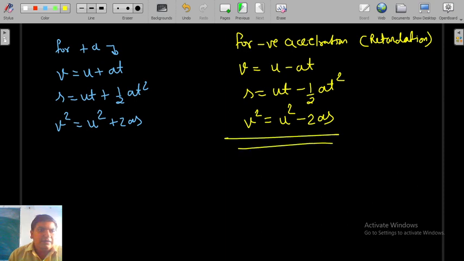So these are Newton's equations of motion, on the basis of which we are going to solve very interesting physical problems. Okay, till then, thank you learners.